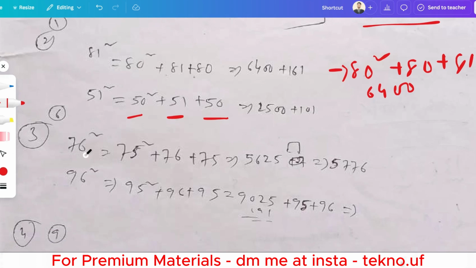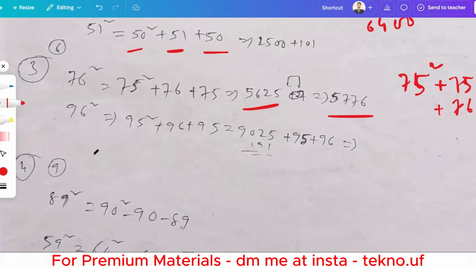If the number is 76, how to calculate 76 square? Just take 76 minus 1, that is 75, so 75 square plus 75 plus 76. This is the way you can calculate. 75 square, you know, 7 into 8 is 56, and add 25, 5625, plus 75 plus 76, that is 150 plus 1, 151. So add this number and you can get the answer easily.